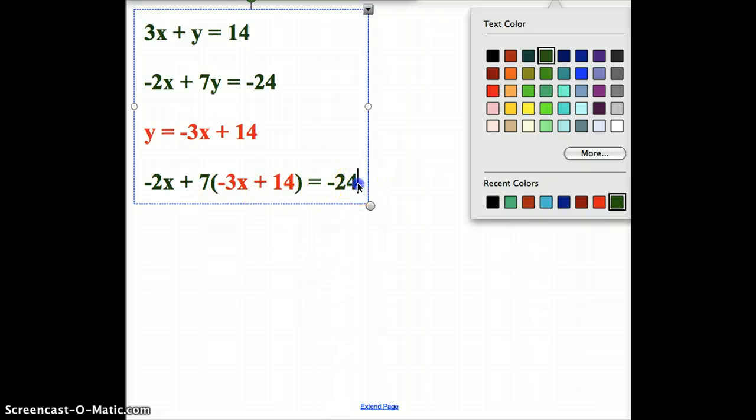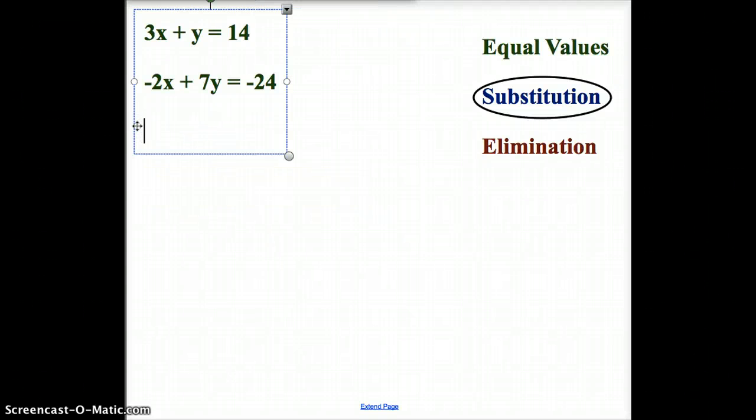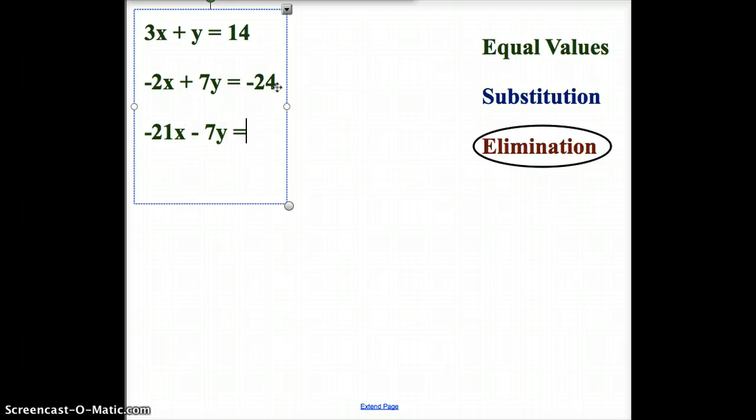However, you may not like that method. You might prefer to use your elimination method on this one. If you would rather do the elimination method, then you've got to do your multiply first, which means in this case, what I would probably do, because it seems the easiest, is multiply the top equation by negative 7. So you've got negative 21x minus 7y equals 14, over negative 2x plus 7y equals negative 24.